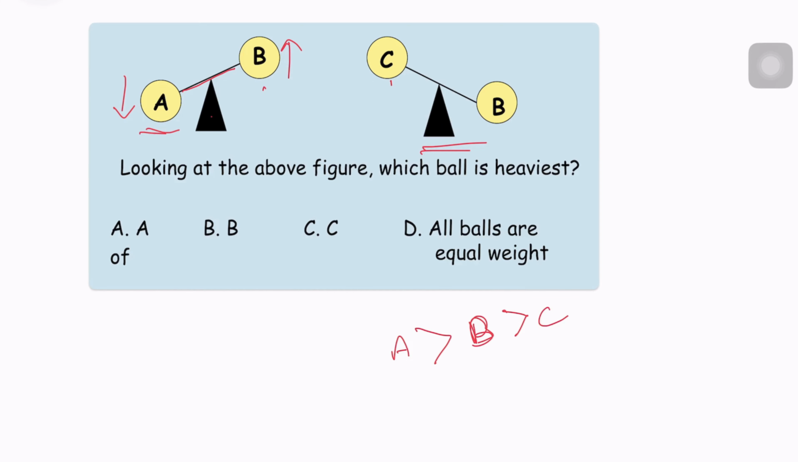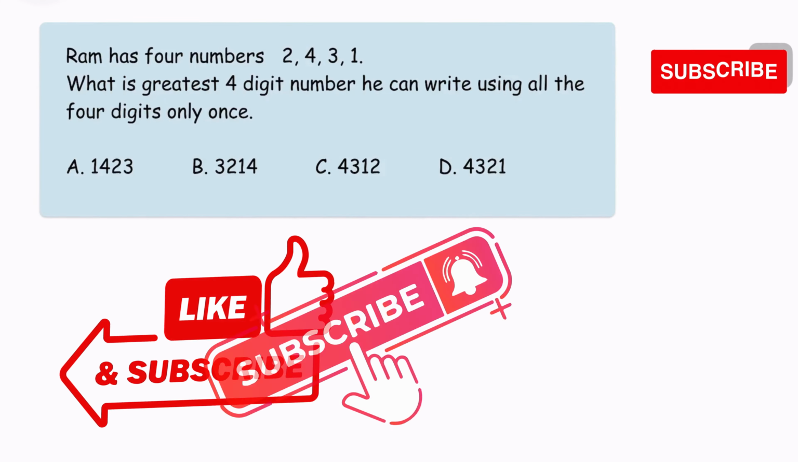So they are asking which ball is heaviest. So clearly ball A is heaviest. If you got this answer correct, that is option A, then you can give one score to yourself.